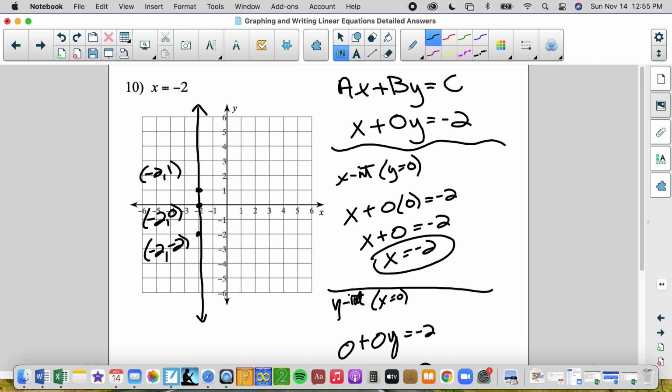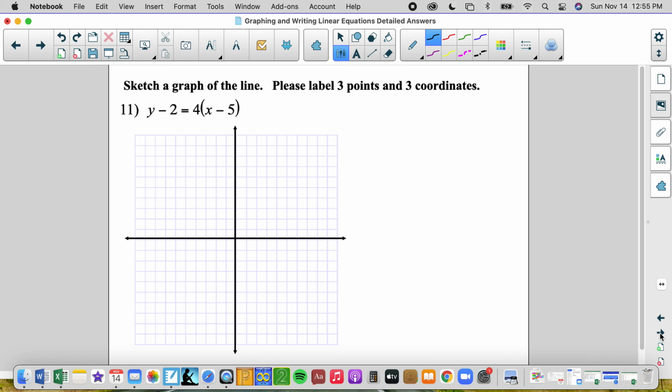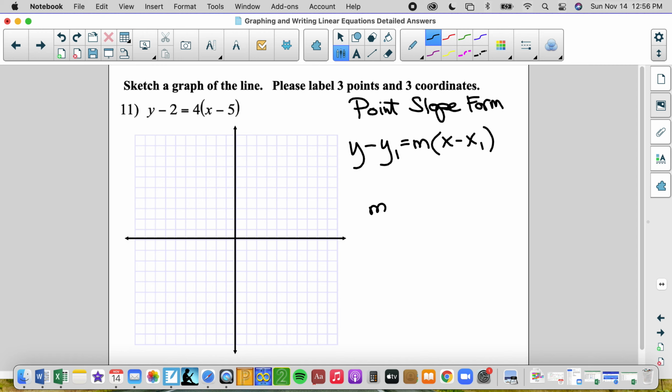So that's the logic side of that problem. Hopefully that makes sense. All right, now that we are on problem number 11, we're in point slope form. Point slope is y minus y sub 1 equals m times the quantity x minus x sub 1, where m represents the slope and your point is x sub 1 comma y sub 1.